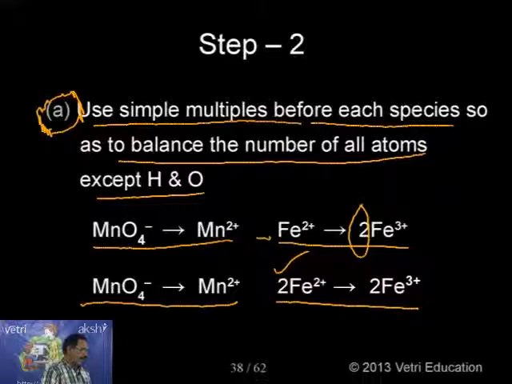Step 2a: use simple multiples before each species so as to balance the number of all atoms except hydrogen and oxygen. On the left side, oxidizing agent, all atoms are equal, Mn equal, so I am not using any number. But on the right side for the reducing agent, left side Fe has only one atom, right side 2Fe, 2 atoms. So I am now putting 2 on the left side. So this 2a I have satisfied. Let me go for the next one, 2b.